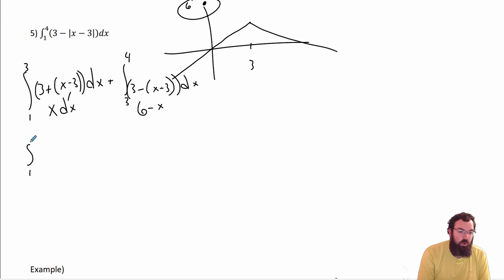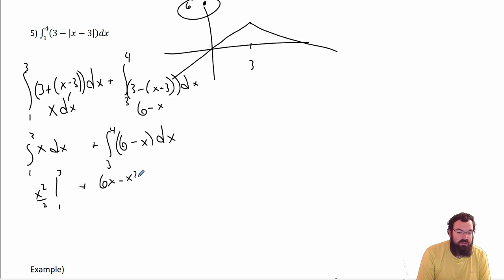And so this is really from 1 to 3 of x dx, plus from 3 to 4 of 6 minus x dx. Okay, this is x squared over 2 from 1 to 3, plus this is 6x minus x squared over 2, and all of this is from 3 to 4.